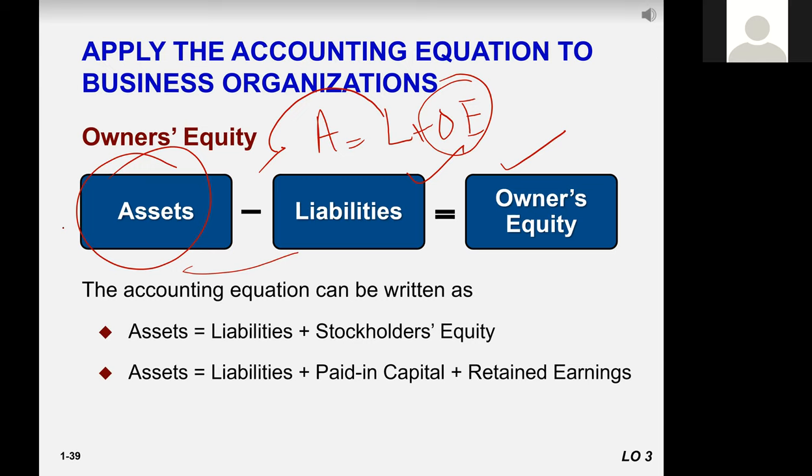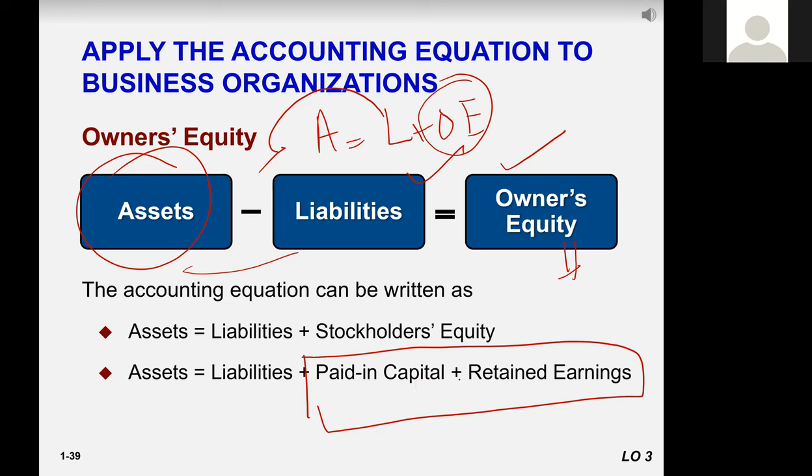Now, owner's equity is equal to paid in capital plus retained earning. Up till now, what we have discussed, accounting equation, assets is equal to liabilities plus owner's equity. But now we are discussing another formula, which is owner's equity is equal to paid in capital plus retained earning.